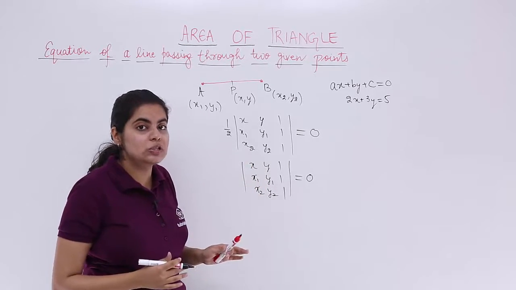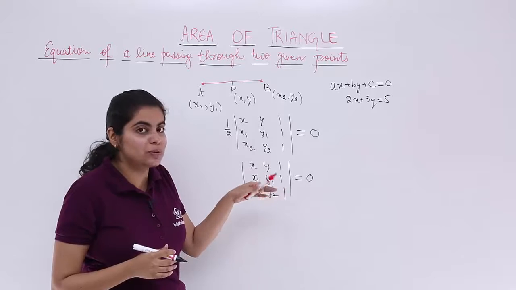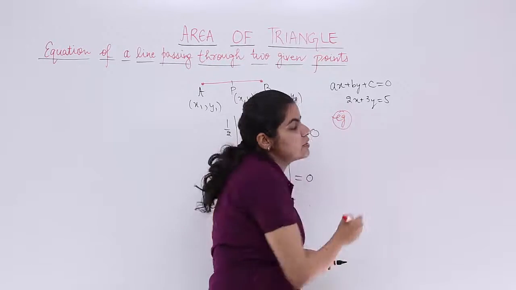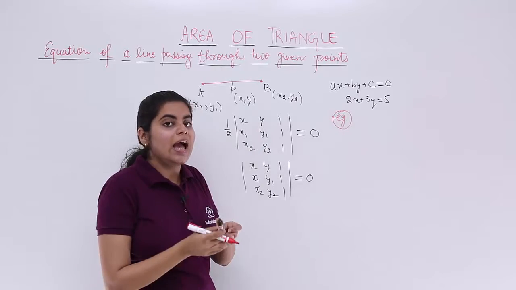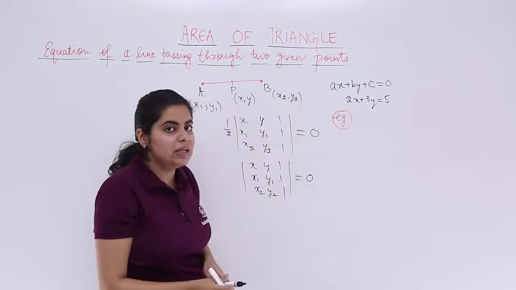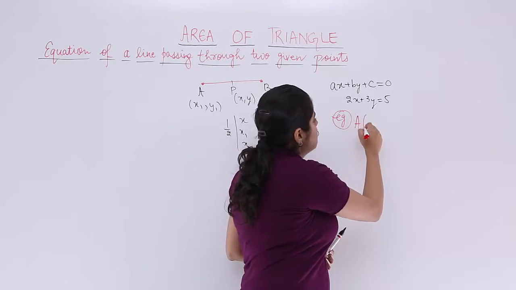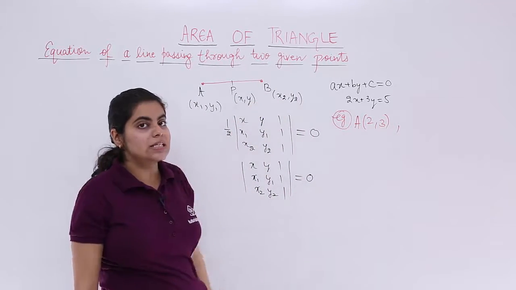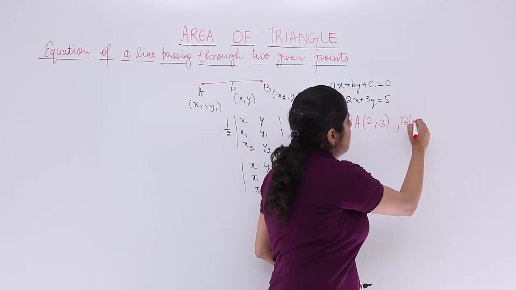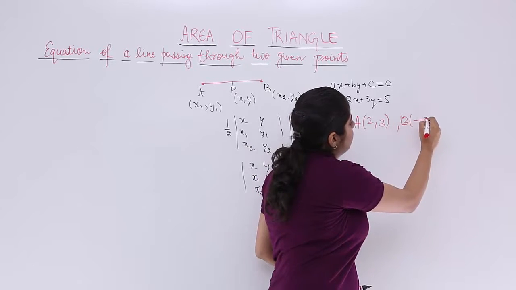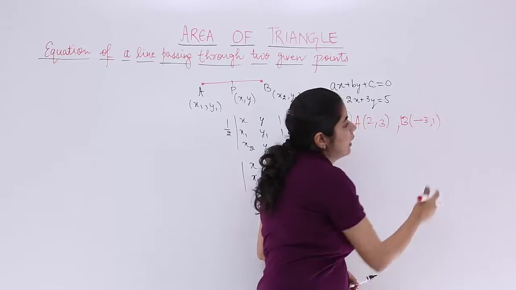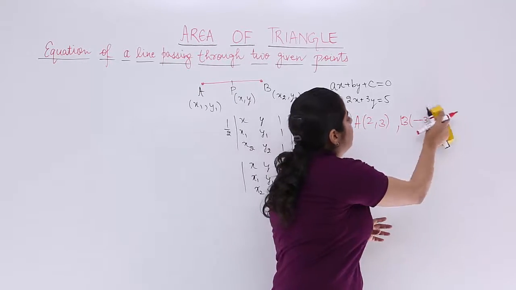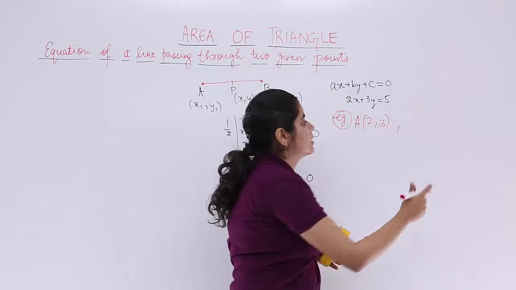If still not understood, let's take an example to understand the same. We have, say, 2 points, A and B. The A point is given to me as 2, 3. The B point is given to me as -3, 1.